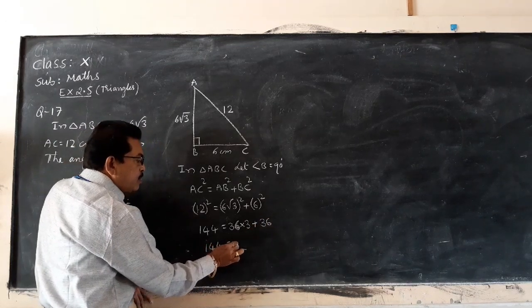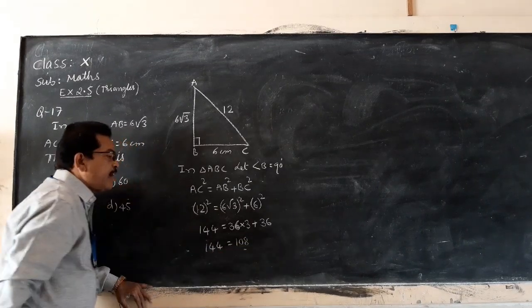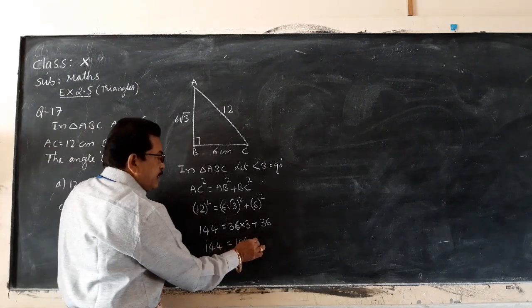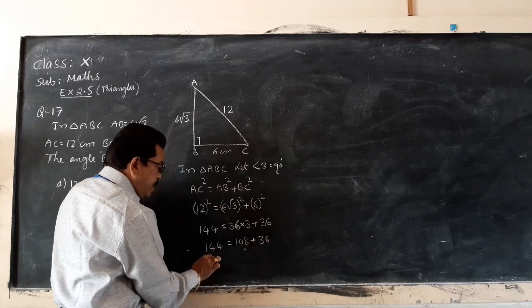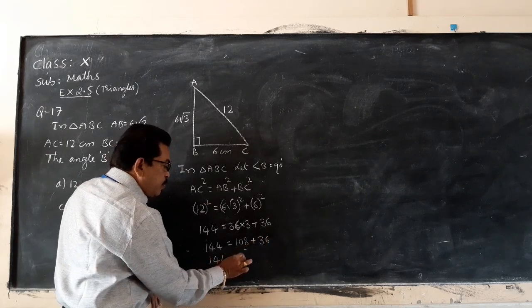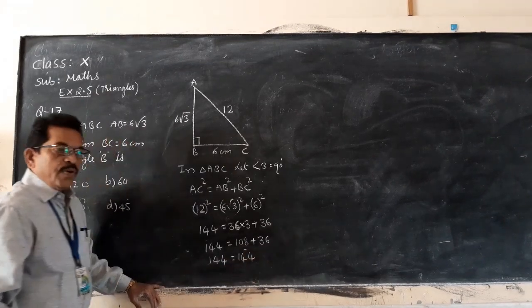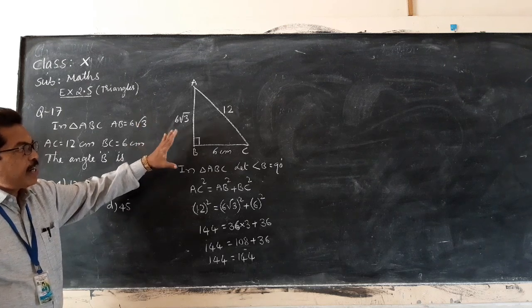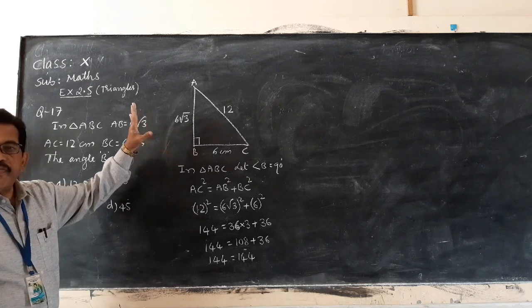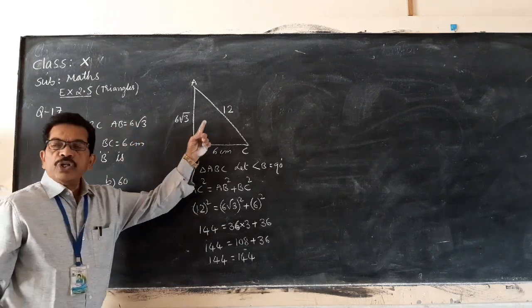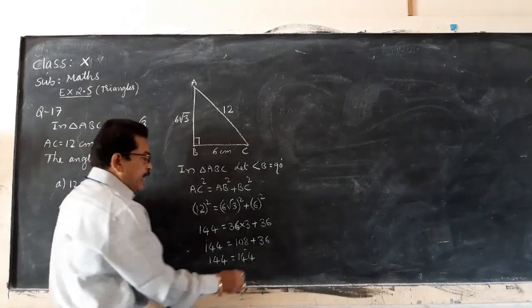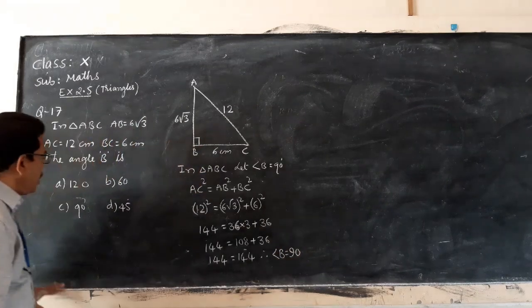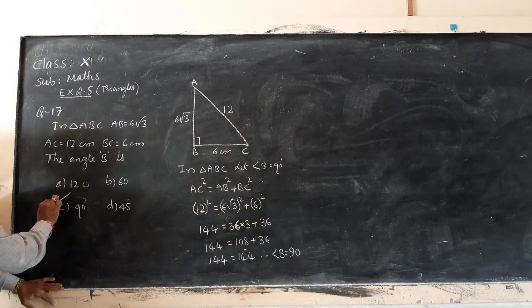144 equals 108 (36 threes are 108) plus 36. See, 144 equals 144, which satisfies the condition that angle B equals 90 degrees. The given data satisfy the properties of a right angle triangle with respect to the Pythagoras theorem. Therefore, angle B equals 90 degrees. Option C is the correct answer.